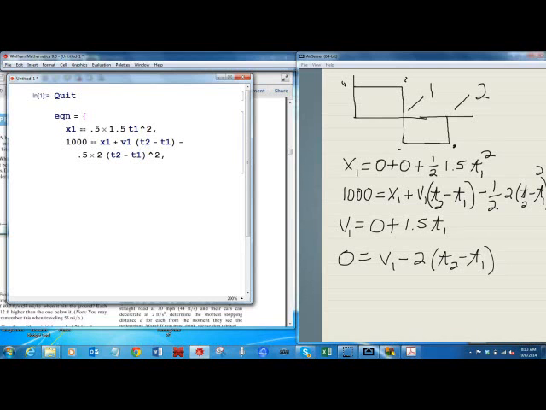Okay, let's see. And then the next equation, whoops, what did I do? Okay, the next equation is V1 equals 1.5 times T1. And then the final one, 0 equals V1 minus 2 parentheses T2 minus T1, close parentheses. Close wiggle bracket. Wiggle bracket because it's a set of stuff. Okay? And then I hit enter.